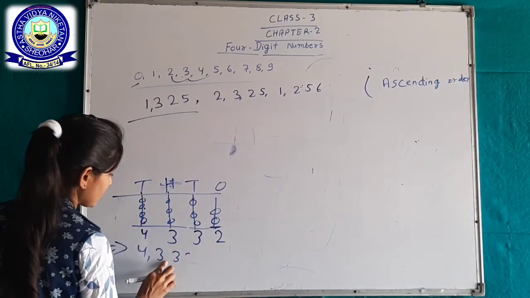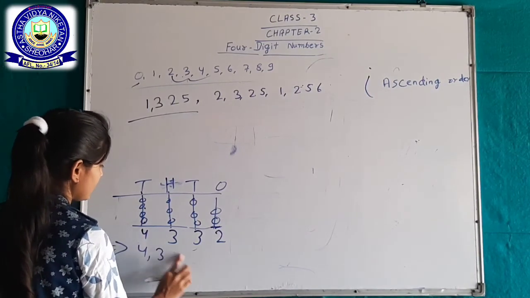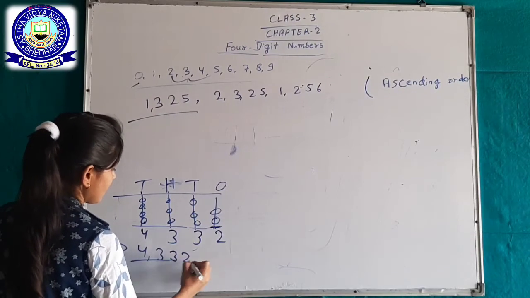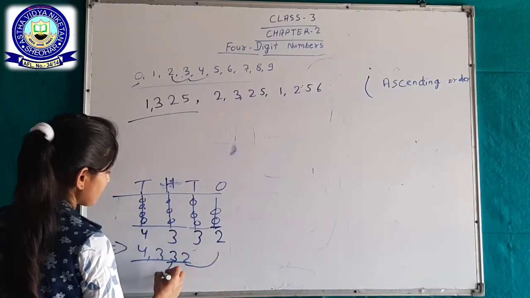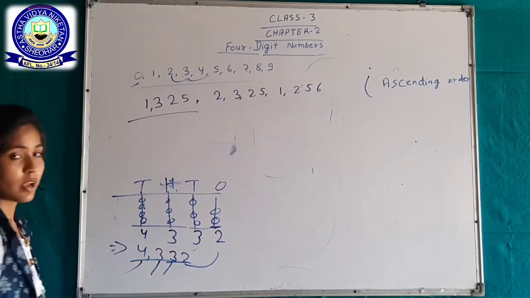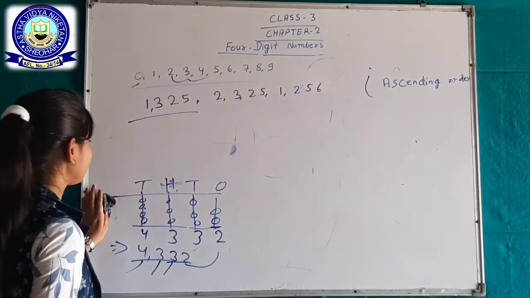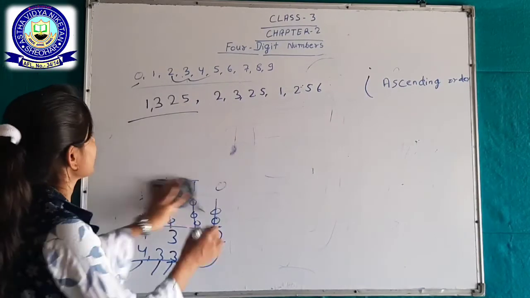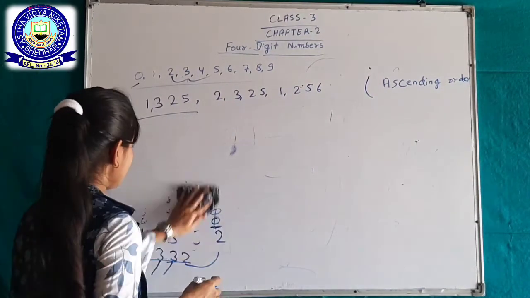4 circles. You can write 4,332. 2 in the position of ones, 3 in the position of tens, this 3 in the position of hundreds, and this the position of thousands. And now you have to write these numbers in ascending order.